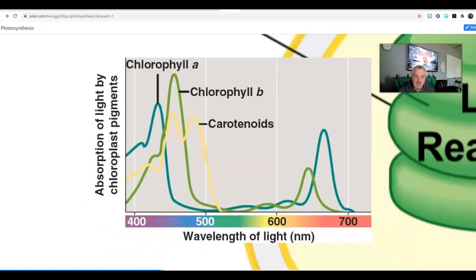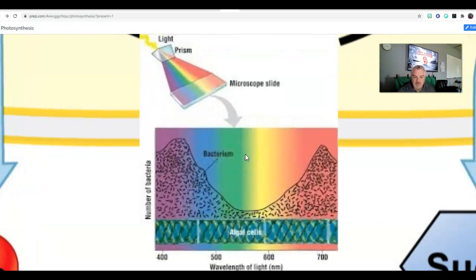Now, there's an experiment that we talked about in class. It's really cool. It's from a scientist by the name of Engelmann, and he conducted this back in the 1800s, before any technology that would show scientists how plants absorb different colors of light. He had some filamentous algae, and he placed it under a light that passed through a prism. He also took some aerobic bacteria, and aerobic, if you remember from cellular respiration, means that oxygen is present. So this aerobic bacteria really like oxygen.